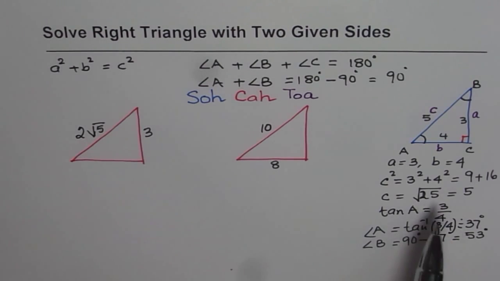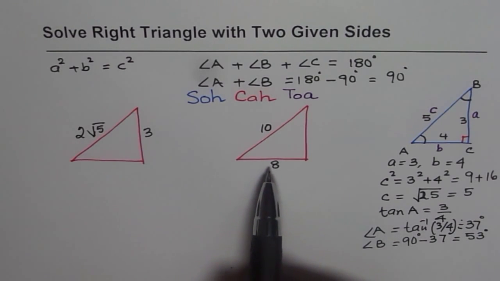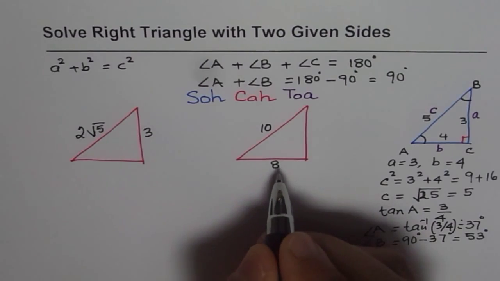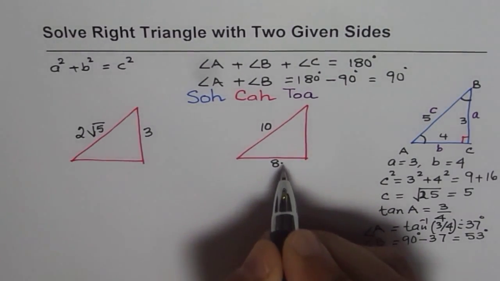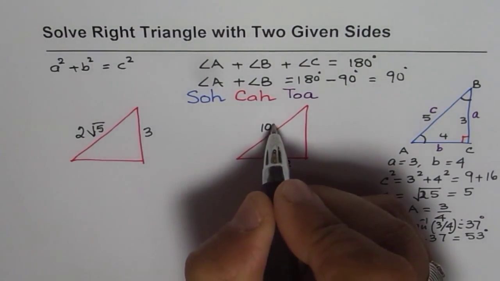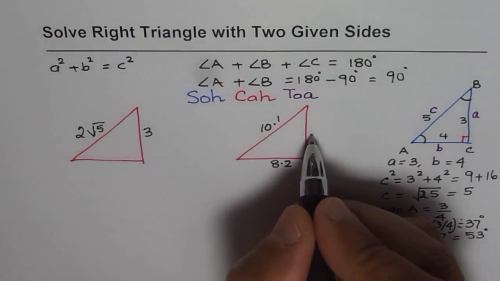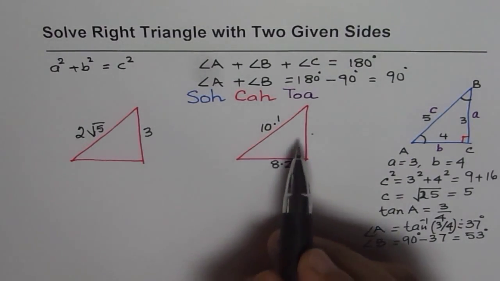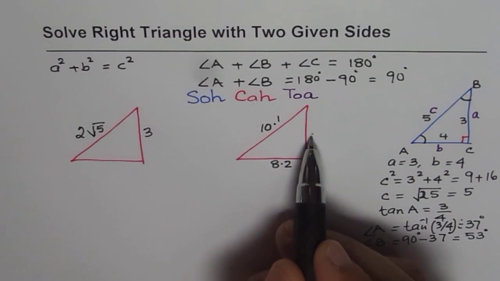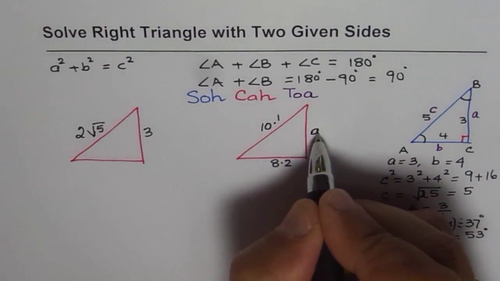So we'll apply the same method in other triangles so you can quickly find the side, right? Let me change these numbers this time to decimal numbers. Let's say this is 8.2 and this is 10.1. In that case, what is that side equal to? Now, since this is a smaller side, let me write this side as A.